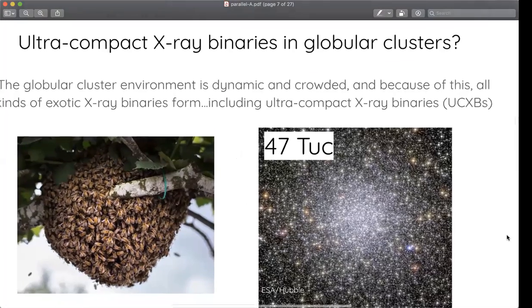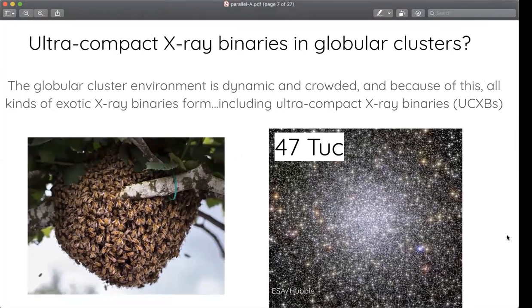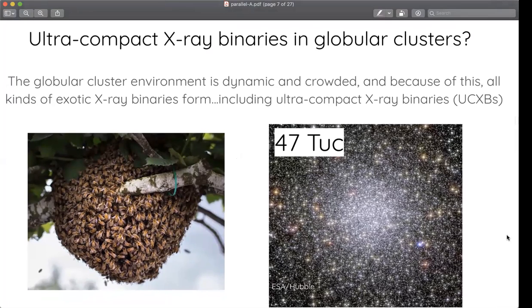So I really love globular clusters. I think they're really neat places. I like making this analogy of saying they're just like a swarm of bees. I think images of globular clusters can give you this impression that the stars are just static, but they're not. And just like bees, there's hundreds of thousands of them all moving around each other. And because of this, they can form all kinds of crazy X-ray binaries, including ultra-compact X-ray binaries. Next slide, please.